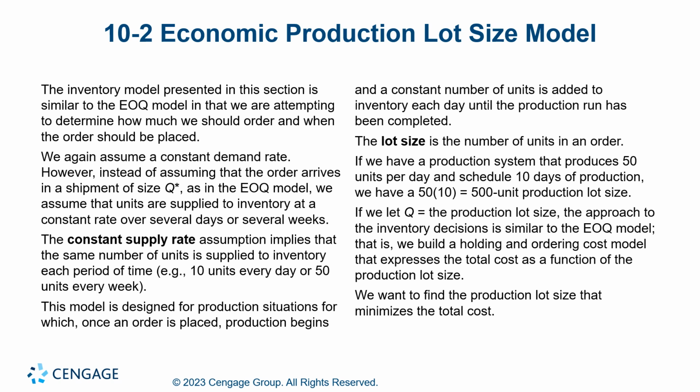So in general, if we let Q be the production lot size, the approach to the inventory decision is similar to the EOQ model, which is we build a holding and ordering cost model that expresses the total cost as a function of the production lot size. And then we can attempt to find the production lot size that minimizes the total cost.